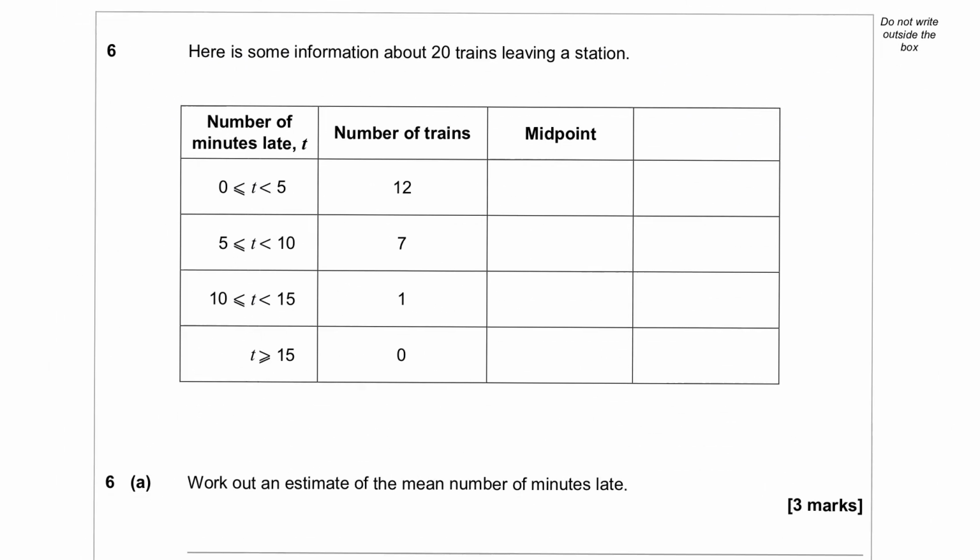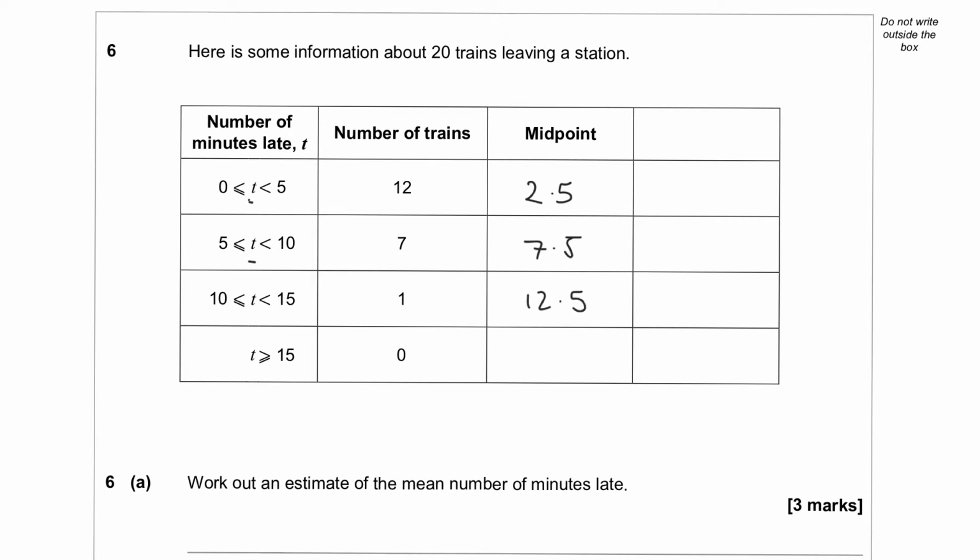And then moving on to question 6, it says, here is some information about 20 trains leaving the station. It wants us to work out an estimate of the mean number of minutes late. So the first thing is we're going to write down the midpoint. Remember, the midpoint is the midpoint of the class interval. So the first one would be 2.5, 7.5, 12.5, and so on.